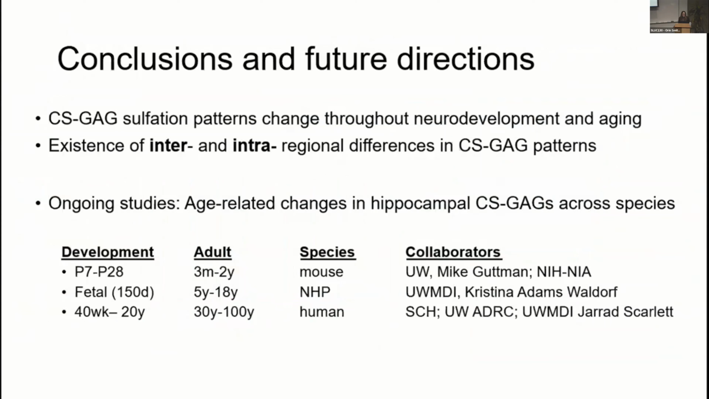Some ongoing studies: our lab is very interested in translating these effects across species as well, like Christine mentioned the importance of this. And so we are well underway in these translational studies in non-human primates and in humans, from development into adulthood, in a multi-institutional and departmental collaboration between Seattle Children's Hospital and the University of Washington ADRC.